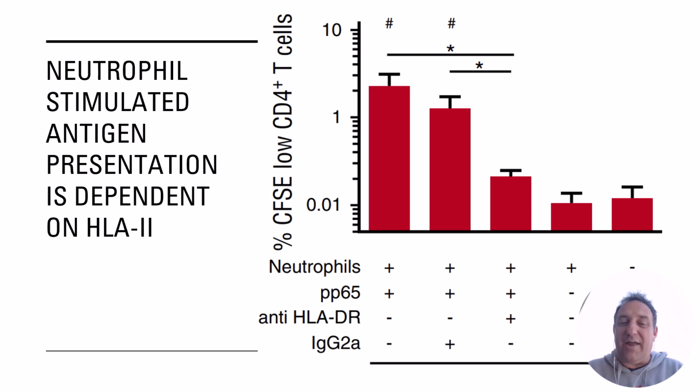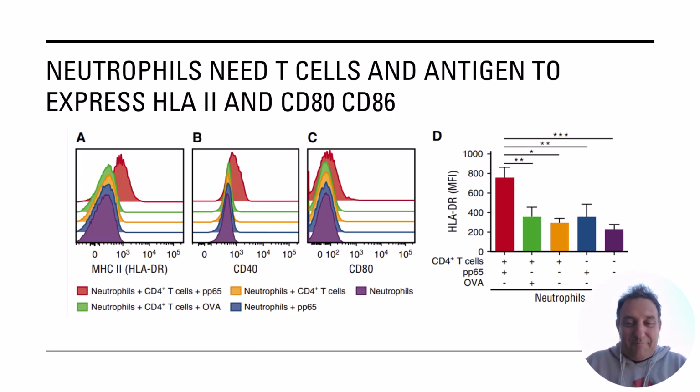Here they show if they block HLA-DR, which is MHC class 2, then you do not have stimulation. You significantly reduce the stimulation. So the neutrophil activates the T cell through the same pathway that the dendritic cells activate them, which is by stimulation of CD4 T cells through HLA-DR. And very interestingly, the interaction between the activated T cell and the neutrophil leads to upregulation of HLA2, which is HLA-DR MHC, which is on the far left. And then you can see upregulation of CD40 and CD80.